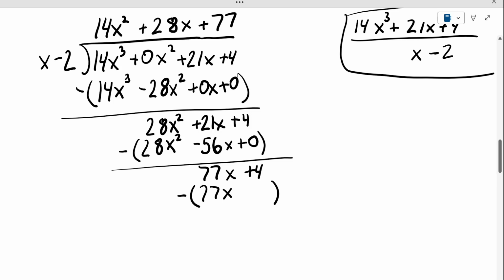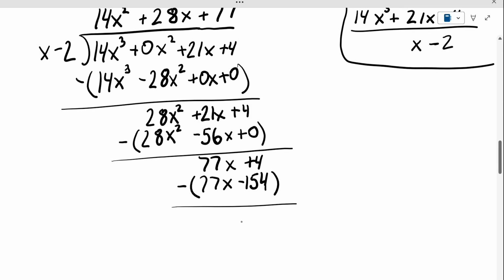Well, that would be, let me just type that in, sorry. That'd be negative 154. Just like so. Subtract, and that will leave us with 77x minus 77x. That's 0. And 4 minus negative 154, that would be the same as saying 4 plus 154, which is 158. We know this is our remainder, and this is where we stop dividing. We stop the repeating steps, because 158 cannot be divided by x.